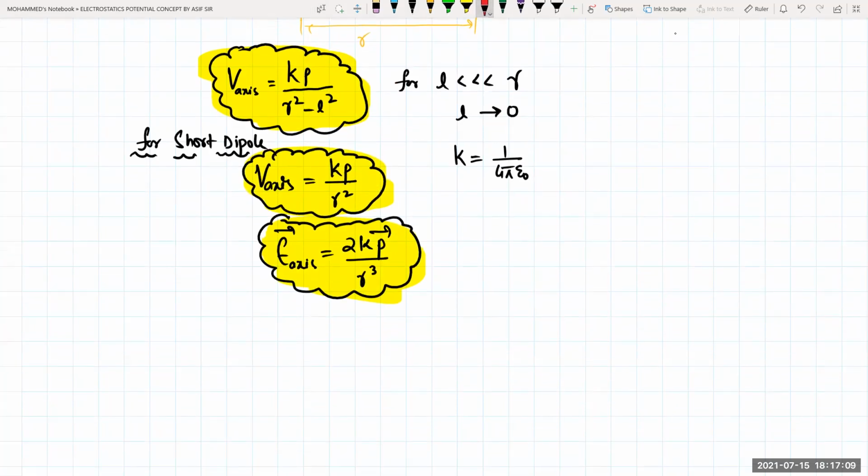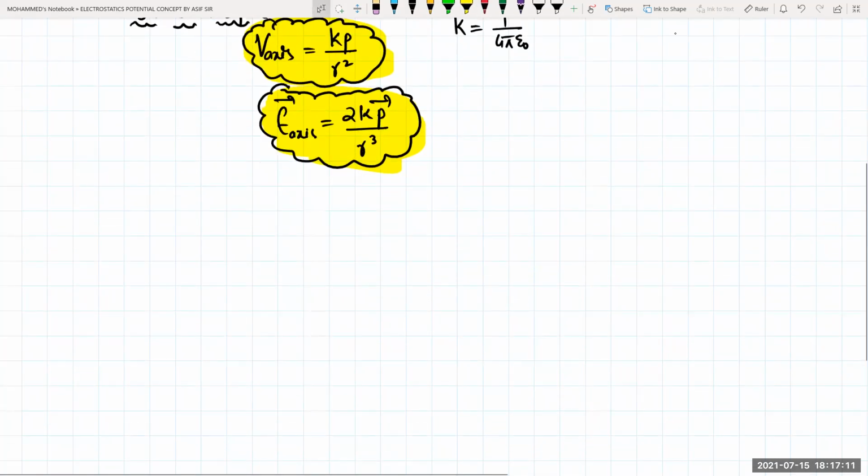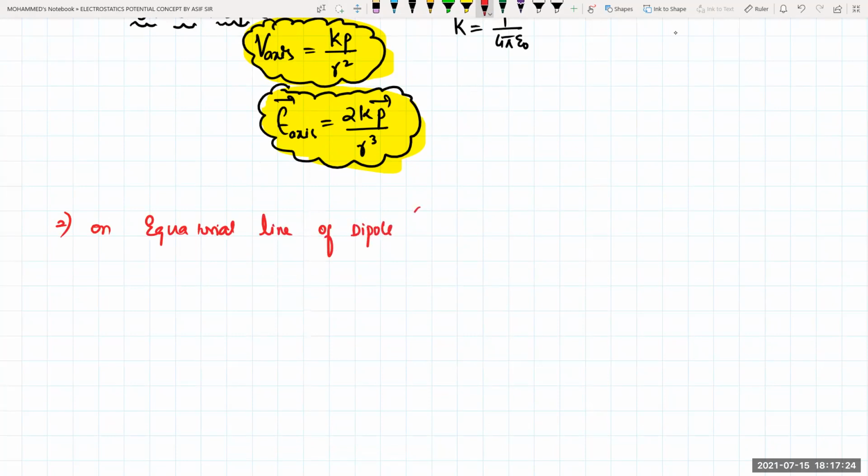Is that clear? Next one, if I'm talking about the equatorial line. Equatorial line of your dipole is nothing but the perpendicular bisector of your dipole.